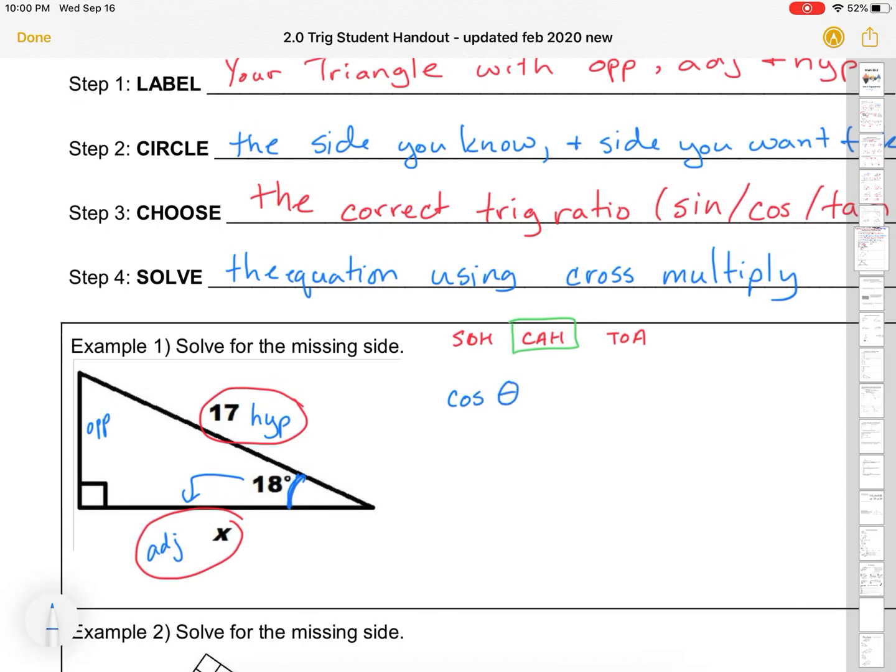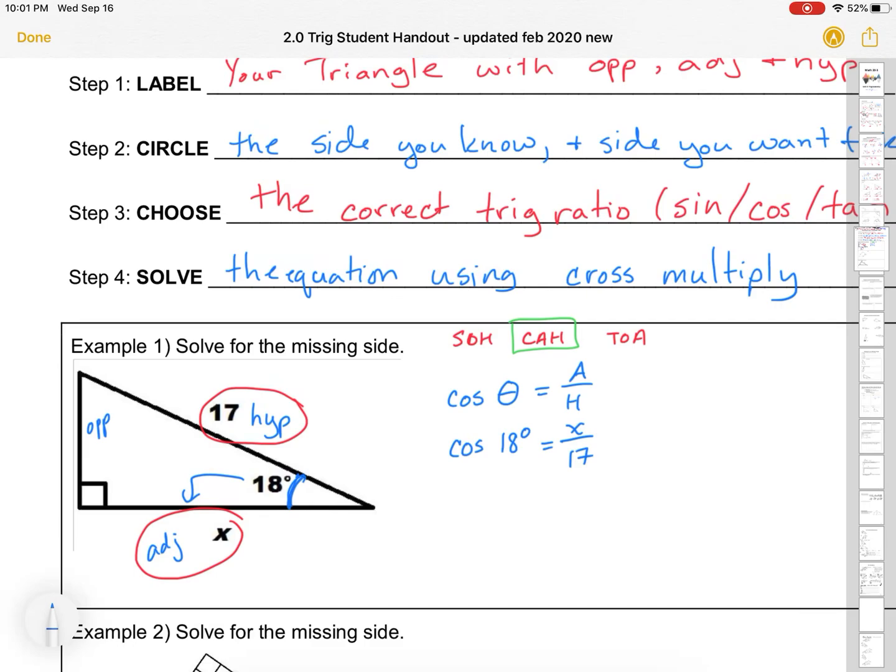So now we have to use the right ratio. SOH CAH TOA. Well, we've got adjacent and hypotenuse, so that means that we want to use cos because it's got an adjacent and hypotenuse. So let's see what we have. That means cos of the angle is equal to the adjacent over the hypotenuse. Put in what we know. The angle is 18 degrees, and our adjacent is x, and our hypotenuse is 17.